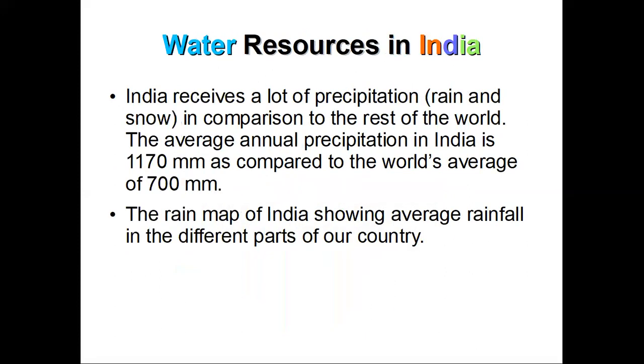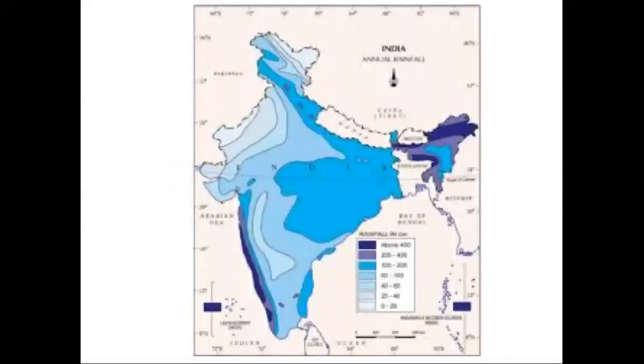Now, water resources in India. Now, India receives a lot of precipitation, rain and snow basically. In comparison to the rest of the world, the average annual precipitation in India is 1170 millimeter as compared to the world's average of 700 millimeter. The rain map of India shows average rainfall in different parts of our country. Now, the darker color represents the highest rainfall, and the lightest color shows the lowest rainfall. Basically, the lighter one, you can see, is for snowfalls.